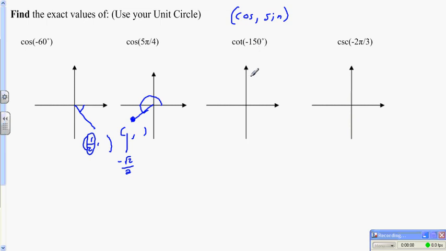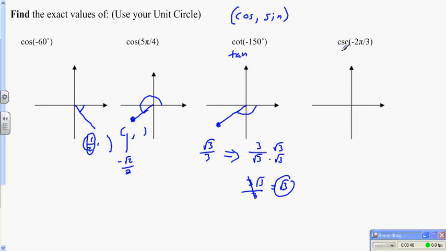Cotangent of negative 150. Well, negative 150 takes you to here. Cotangent is the reciprocal of tan, so let's find tangent of that. Tangent of negative 150 would give us root 3 over 3. But they want cotangent, so we have to flip that, which means we have to rationalize that, which would give us 3 root 3 over 3, or just root 3.